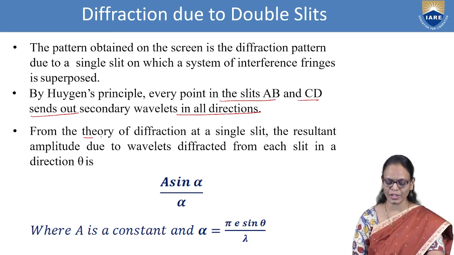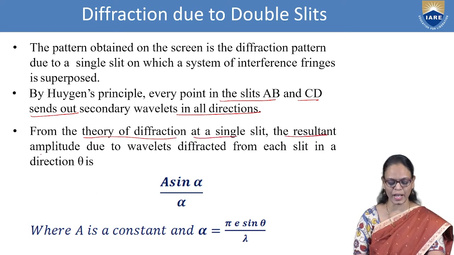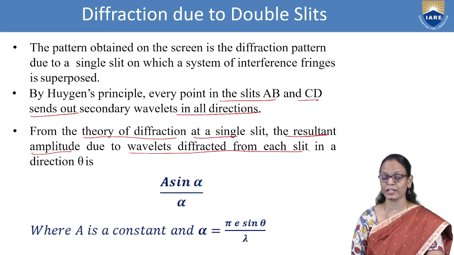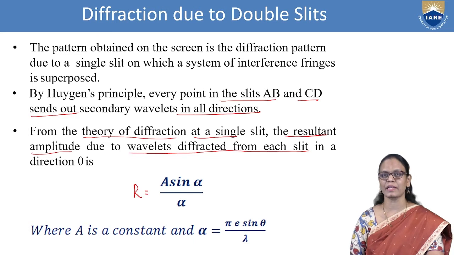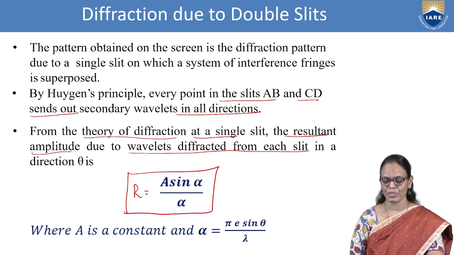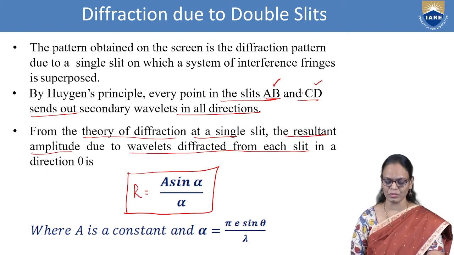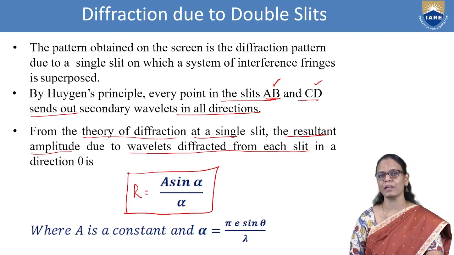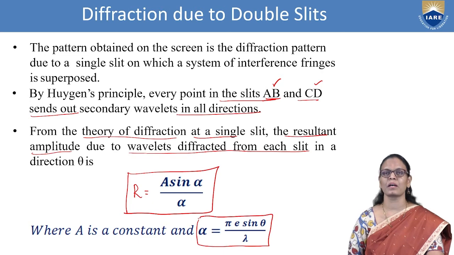From the theory of diffraction at a single slit, what we have seen is that the resultant amplitude due to the wavelets diffracted from each slit is given by R is equal to A sine alpha by alpha. This is the expression we have derived. So due to AB, we have R is equal to A sine alpha by alpha, and due to CD also, the resultant is A sine alpha by alpha. And alpha is pi E sine theta by lambda.